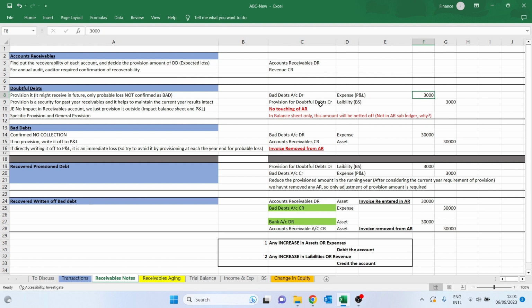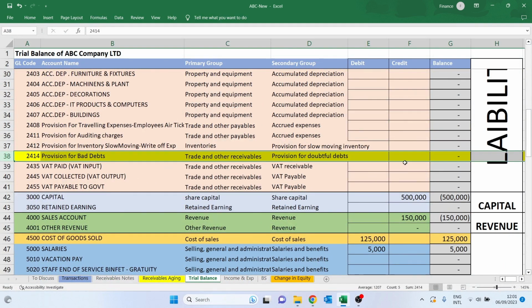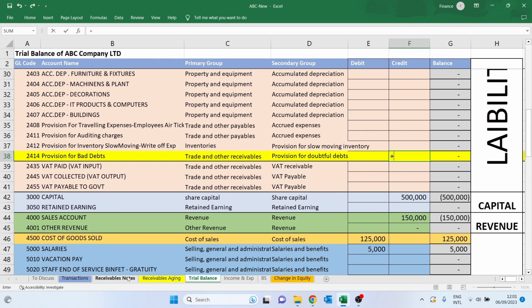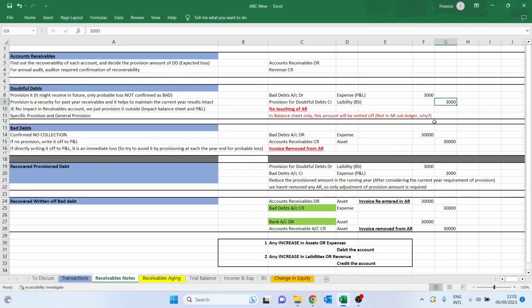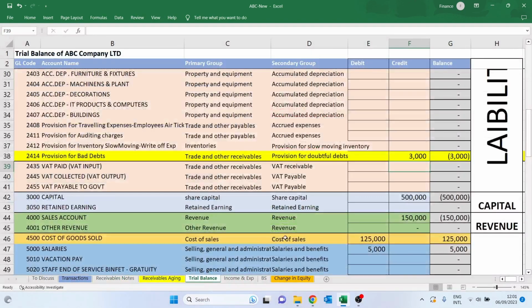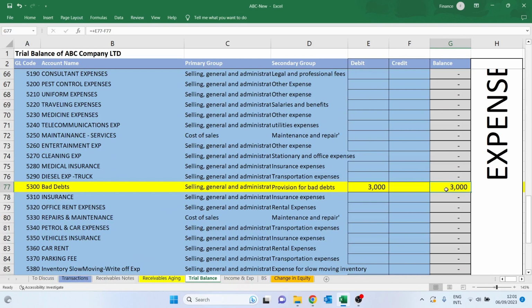And provision for bad and doubtful debts. This is the provision we have created. It's a liability in the balance sheet. So we need to go back and see provision for bad and doubtful debts. This is the provision for bad debts and it is credited with 3,000. So this first entry we have already recorded. In the trial balance, we got a balance in provision and we got a balance in bad debts.